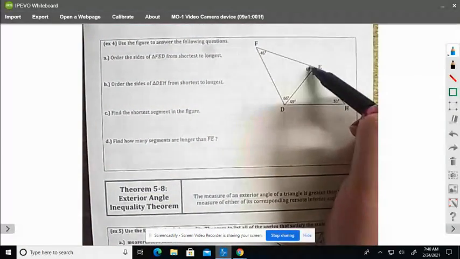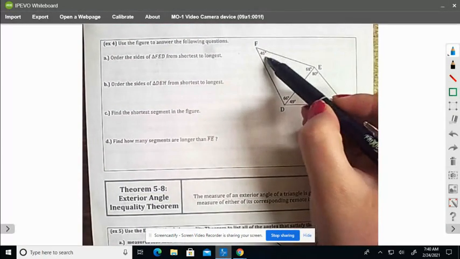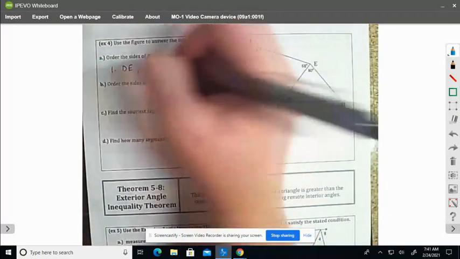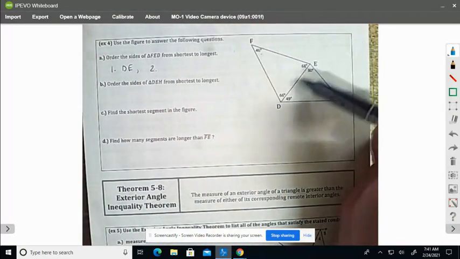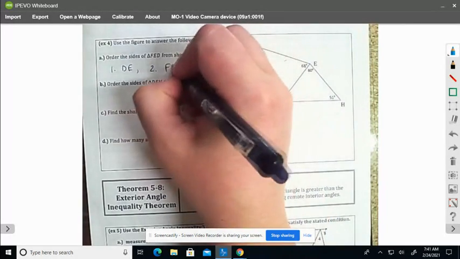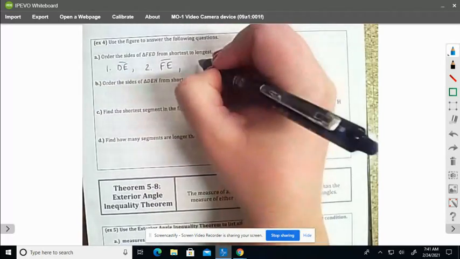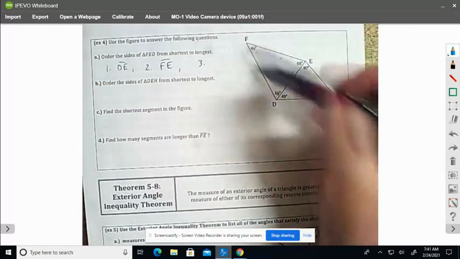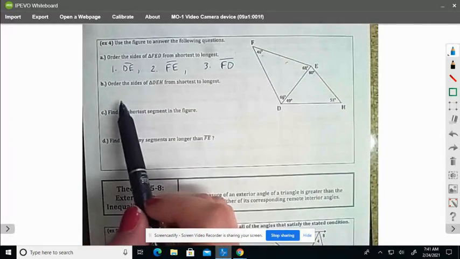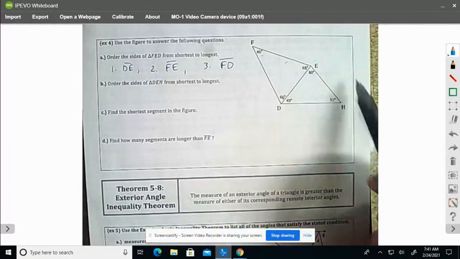So I'm going to look for my smallest angle in this top triangle, which is 46. So I look opposite it. That means DE is my shortest side. Okay, so DE would be first. Then the next smallest angle I have is 66. So opposite that is FE. That would be my next smallest side. And then lastly, I have FD. That's the last side.